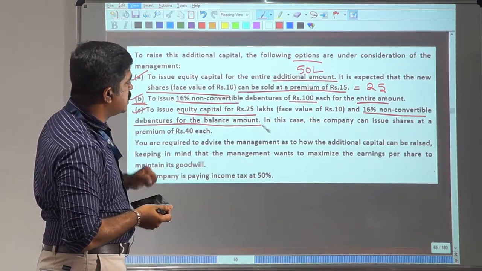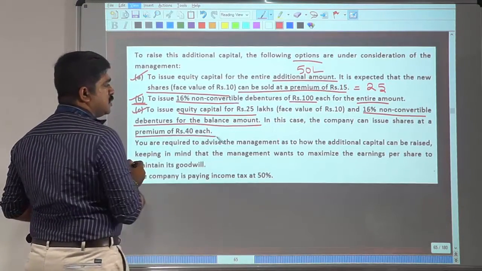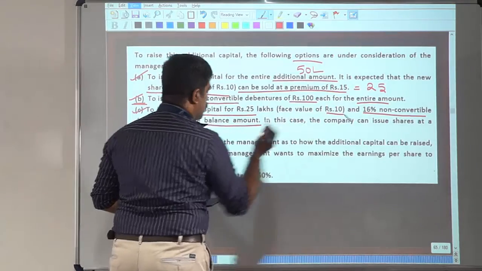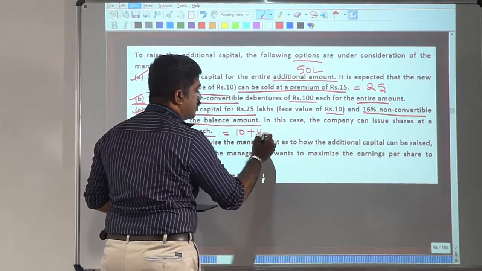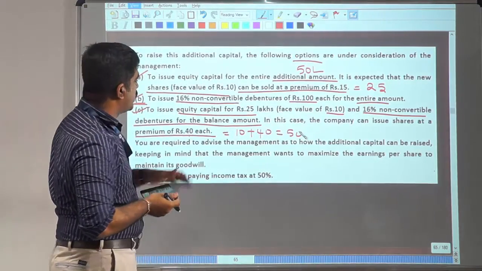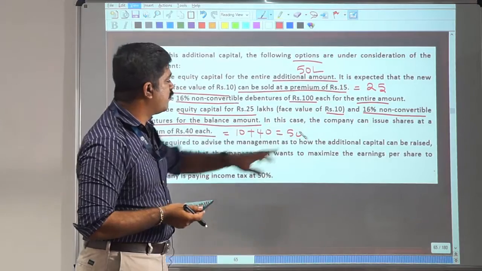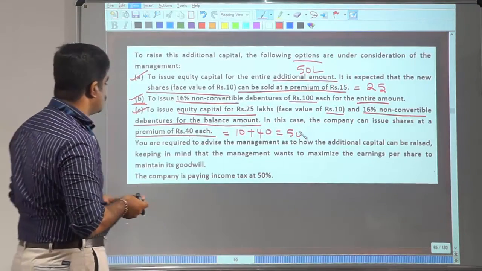In this case, the company can issue shares at a premium of 40 each. What is the face value? 10. What is the premium? 40. So they are going to issue for 10 plus 40, that is 50. 25 lakh is the capital that is raised. Value per share is 50. So if you divide, you will know the number of shares, and that information will be used in EPS.